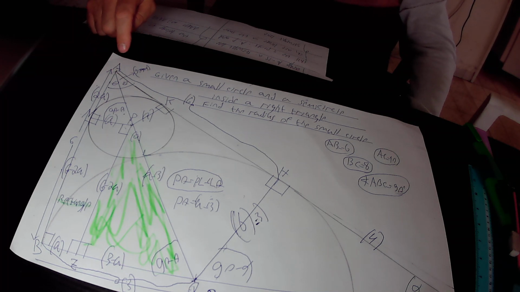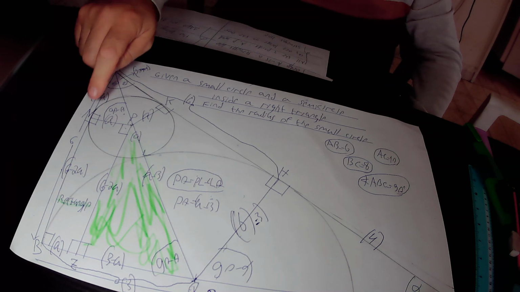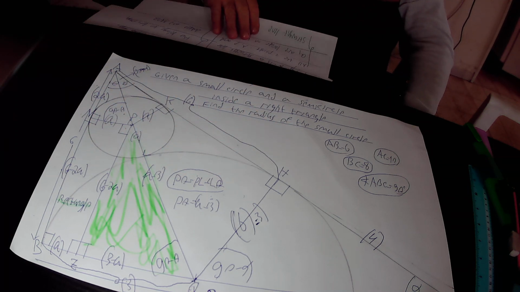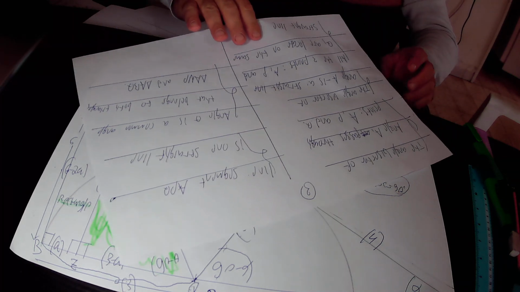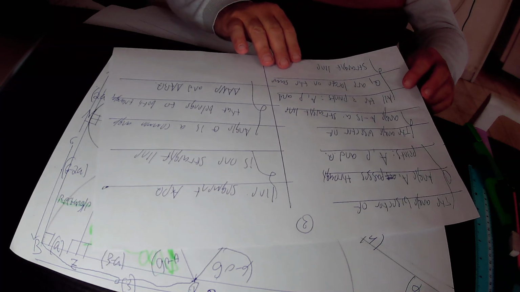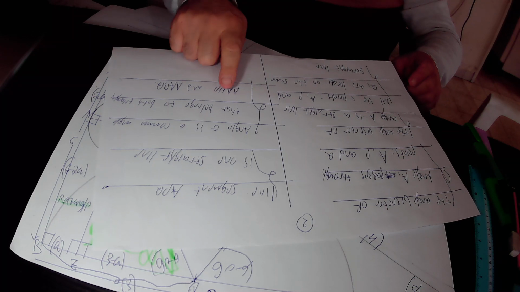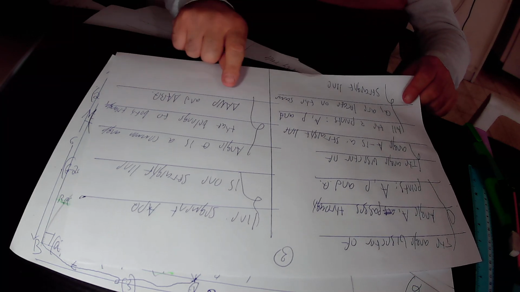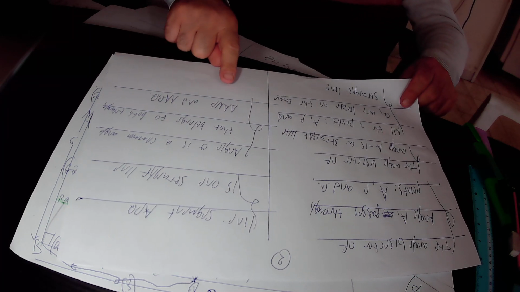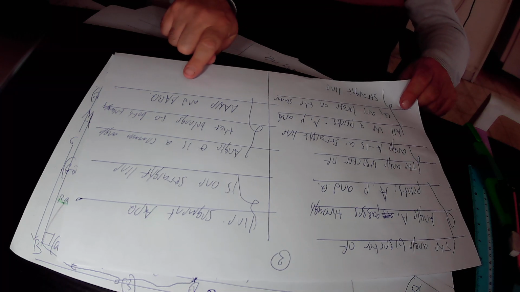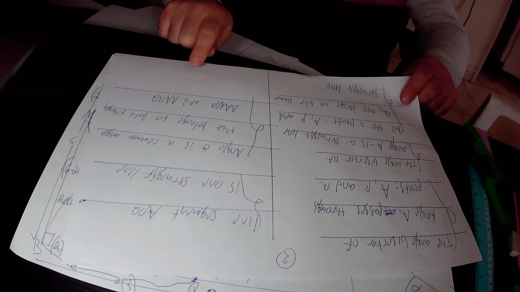Angle theta belongs to the small right triangle ANP, and angle theta also belongs to the big right triangle ABQ. Again, we actually found out that angle theta is a common angle that belongs to both triangles.